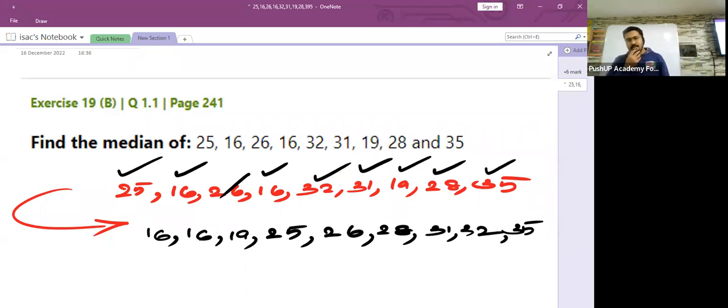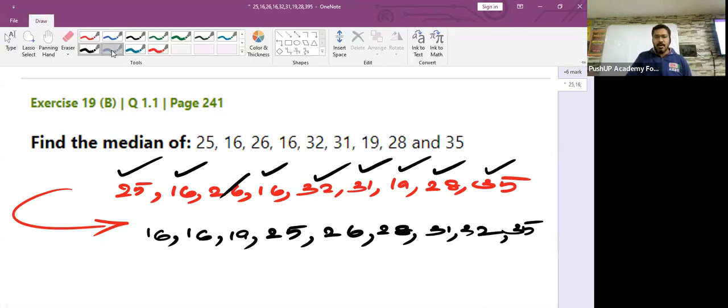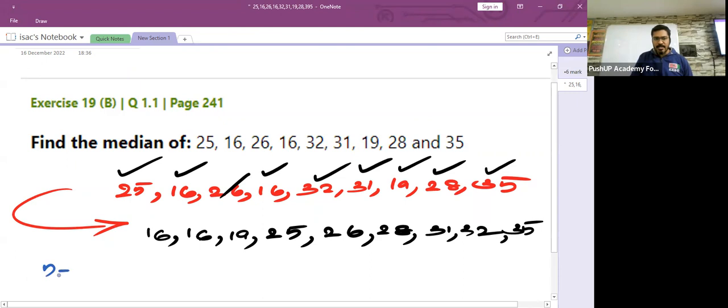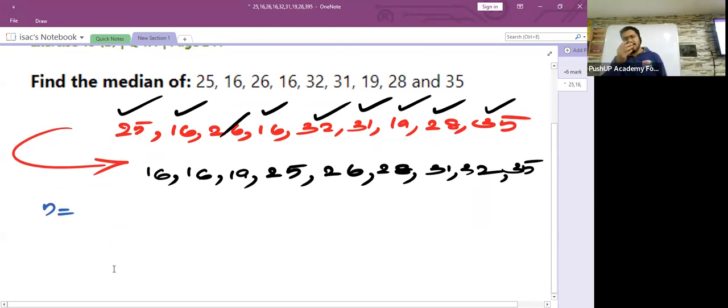So now, how to find the median value? Remember, children, I had given you a very local kind of definition. What is median? It is a central value which comes in the given arrangement of observations. So first of all, what is the total number of observations in this given arrayed data? Can you just count and tell me? 1, 2, 3, 4, 5, 6, 7, 8, and 9. It's 9. So I can say n is equal to 9.